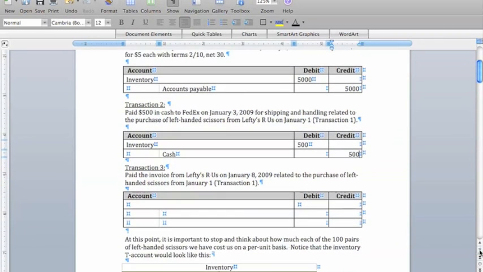And then finally, transaction 3 says that we paid our bill from transaction 1 on January 8th, which means that we are entitled to the discount. Instead of paying $5,000, we're going to take 2% off, so we're only going to end up having to pay $4,900, which is going to be our credit to cash, in this case for $4,900.